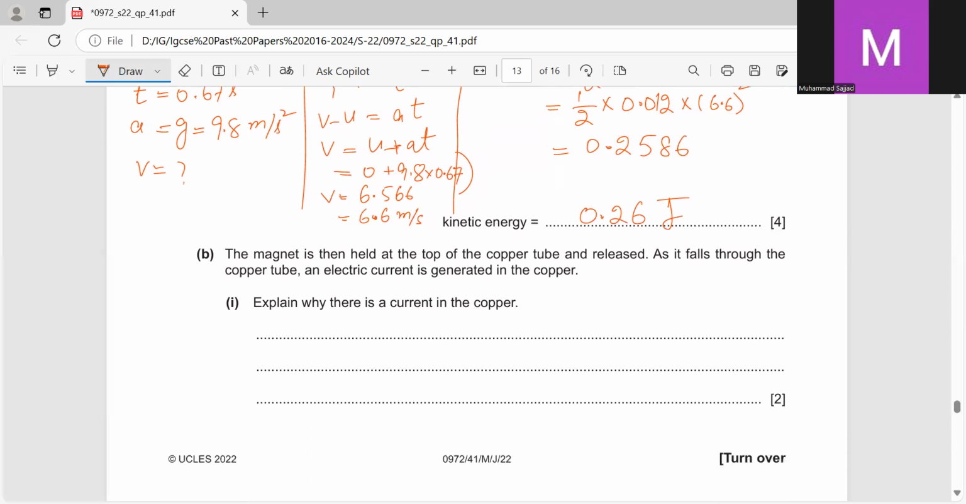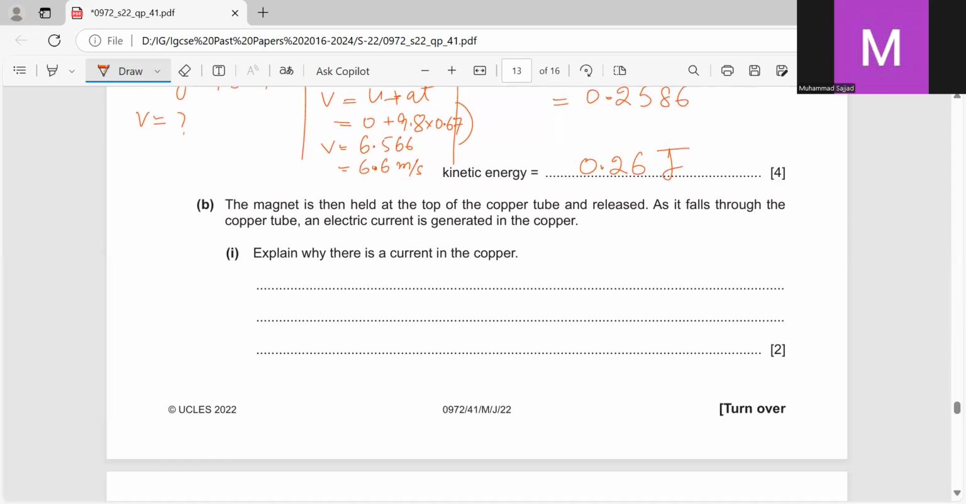Okay. Now the magnet is then held at the top of the copper tube. Before it was on the plastic tube, now on the top of the copper tube, and released. As it falls through the copper tube, an electric current is generated in the copper. So explain why there is a current in the copper. This is simply because of electromagnetic induction. As the strong magnet is passing through the copper tube, there is a relative motion between the copper tube and the magnet. So in other words, the magnetic field lines are being cut by the copper.